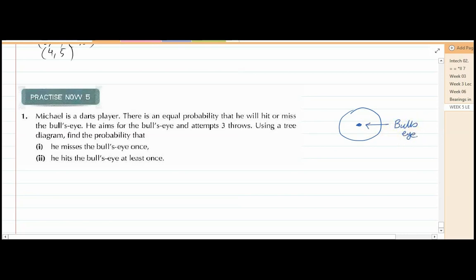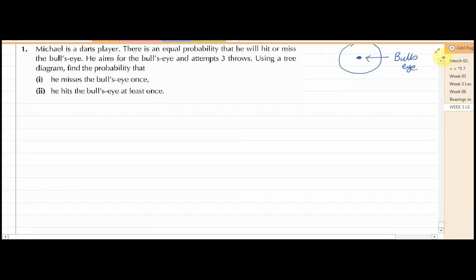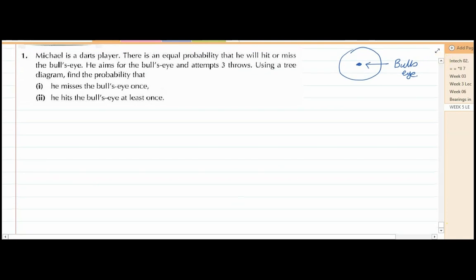Now it says that there is an equal possibility that he will hit or miss the bullseye. Starting with the first one, when he was trying for the first time, there is an equal possibility that he hit the bullseye or missed the bullseye. That was his first try. After that, again he has two options: either he hit the bullseye or he missed the bullseye.